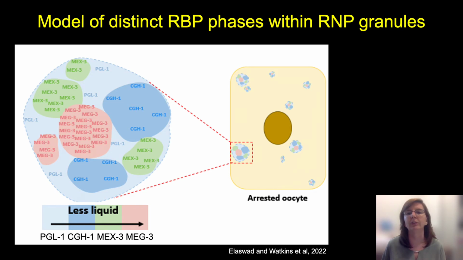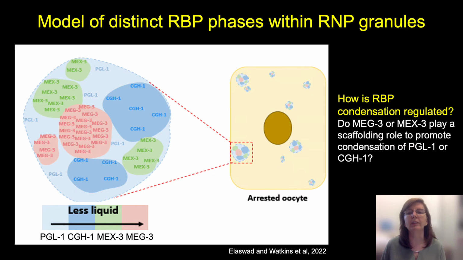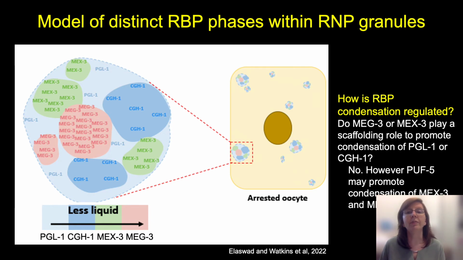So these descriptive studies have led us to ask about the regulation of RNA binding protein condensation. So we asked if either of the gel-like proteins play a scaffolding role to promote condensation of the liquid-like RBPs, but they were not required. We did uncover a role for the translational repressor PUF5 in promoting the condensation of MEX3 and MEG3. However, this role may be indirect, and it may be associated with the regulation of oogenesis.